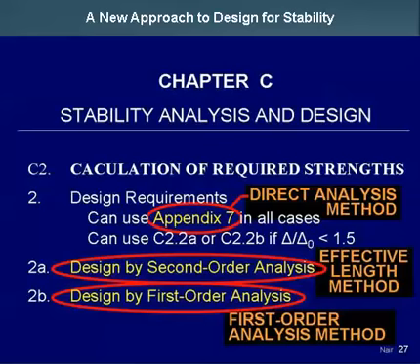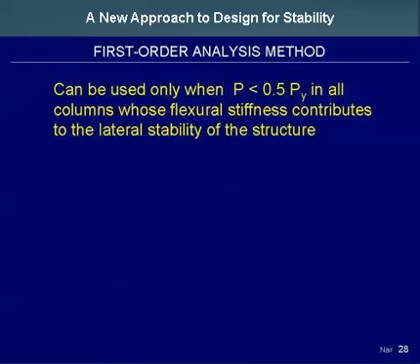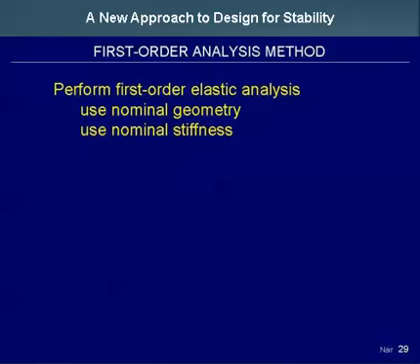Finally, there's the first order analysis method. Well, this can be used only when your axial force in all columns whose flexural stiffness contributes to the lateral stability of the structure is less than half of yield. So all your columns that are giving you lateral stiffness have to be loaded to less than half of yield. And here are the steps.